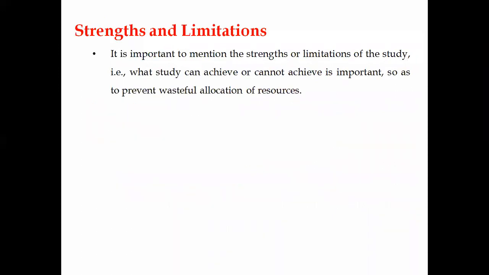Along with that, you need to mention the strengths and limitations of your clinical research proposal. It is important to mention that. What are the exact strengths of the study? What can you achieve through the study after doing this kind of research or clinical trial, and what cannot be achieved? That is also important to mention, because if you don't realize that, you are not going to achieve certain things in your research. That has to be mentioned early itself. Otherwise there will be more chances of wasteful allocation of resources and time for something that is not going to be achieved.